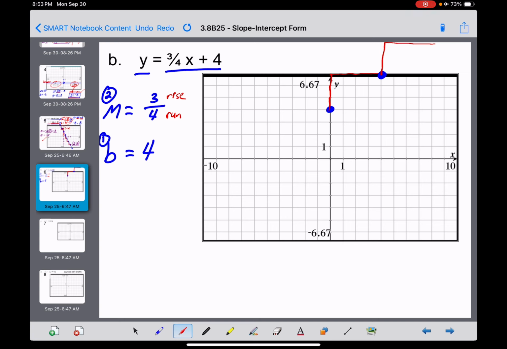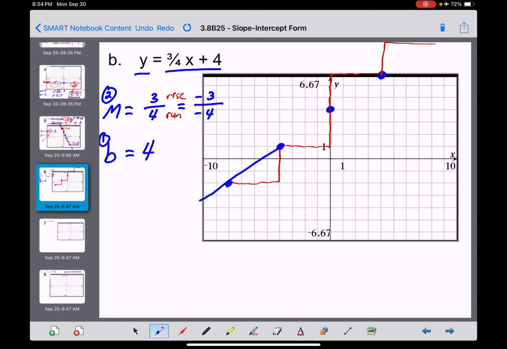So another thing I might focus on is this weird little idea that 3/4 is actually the same thing as -3 over -4. A negative divided by a negative is also positive. So from that initial point, I could also try rising -3, which means go down 3, and then run -4, which is left. 1, 2, 3, 4, and that gets me to that point right there. And I have room to do it again, down 3 and left 4. There you go. And that would get us to this point right here.